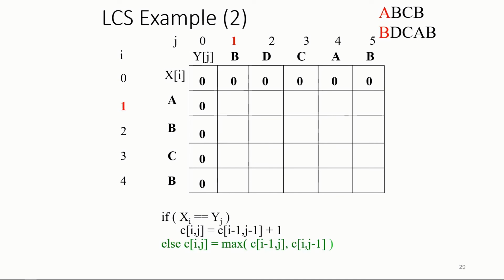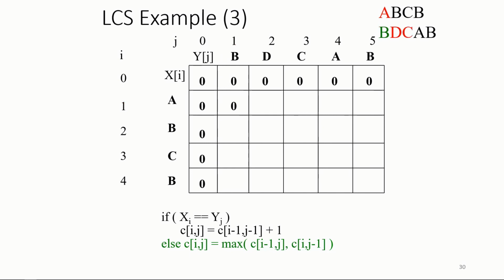Next, we will populate the cell C11. That means we will consider one character from X, one character from Y. The first character of X and the first character of Y does not match. So we will go to the else case of the if-else clause. That means we will take the max of C10 and C01, which are the left cell and the up cell respectively.